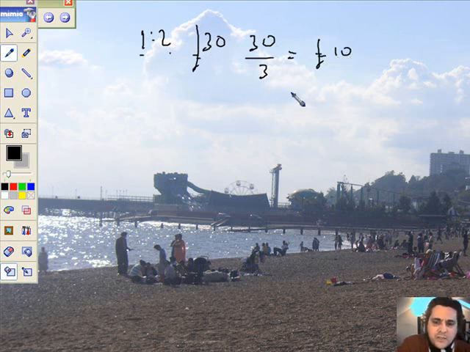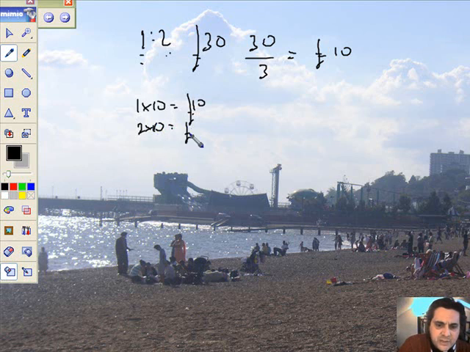Therefore, I've got 1 times 10 for this one here, which is £10. I've got 2 times 10 for this other person, which is £20. As you can see, 20 and 10 come to £30, so that's completely correct, isn't it? Make that look a little bit more pretty. Do one more.